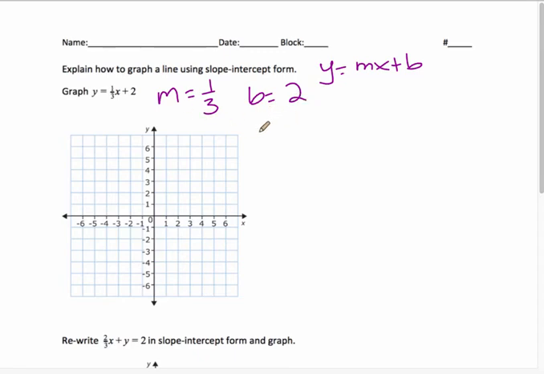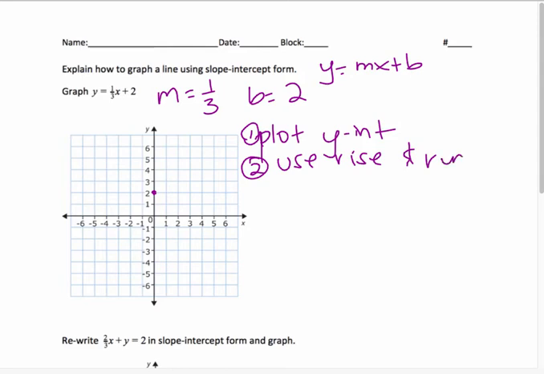So I'm going to first plot the y-intercept on the y-axis. So b is 2, that's right here. Then I'm going to use rise and run to plot more points. Okay, this is a linear function. We know it should be a straight line.